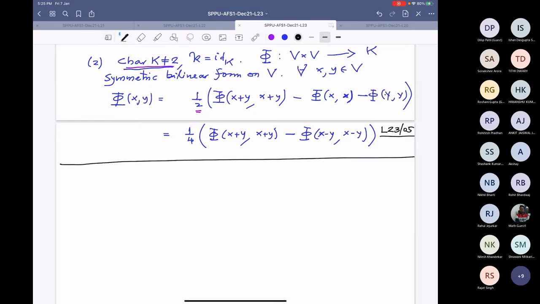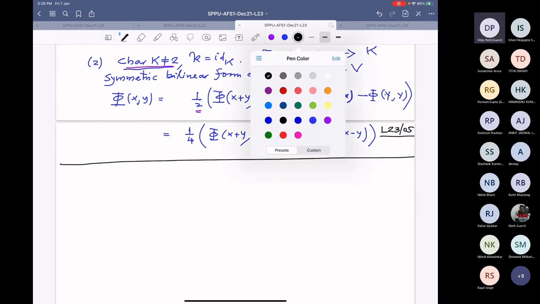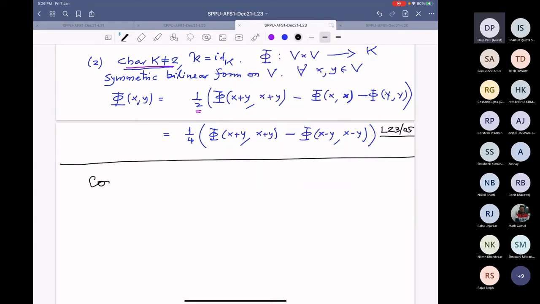All right. So what is the immediate consequence? The 2 corollaries. I am not going to prove this, but I will write 2 consequences. Corollary 1. If you want to check that phi, a form from V cross V to K, is a sesquilinear form.